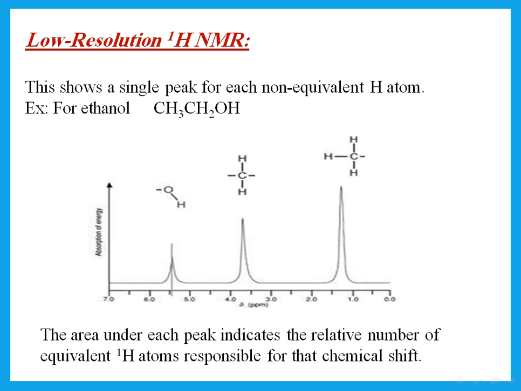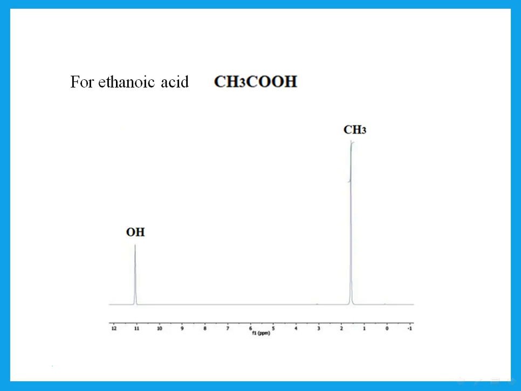But if we look at, for example, low resolution of ethanoic acid, how many different hydrogens do I have? I have the hydrogen of the CH3 and I have the hydrogen of the OH. So I will have only 2 peaks in the proton NMR. And of course, because 3 hydrogens contribute to the CH3 peak, that is the higher peak.